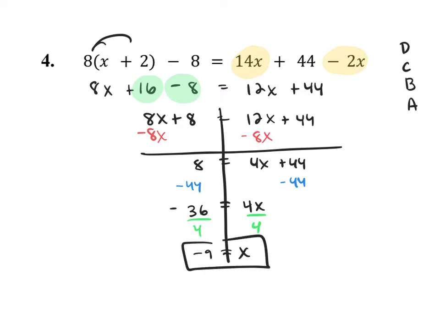And so this means that the number that x could have been way back at the beginning that would have balanced my equation is negative 9.